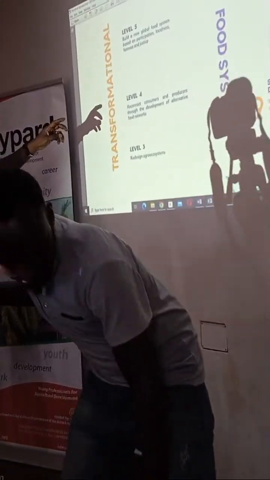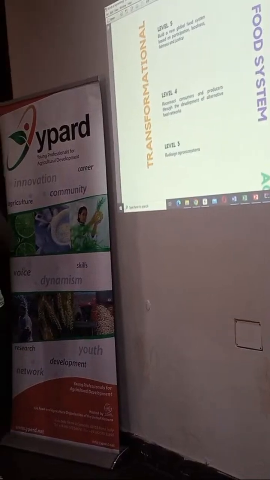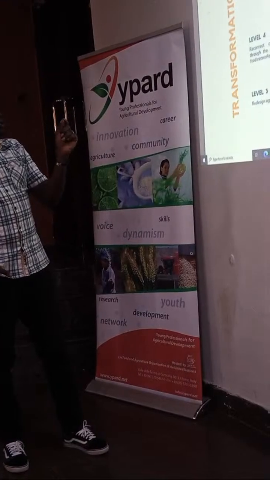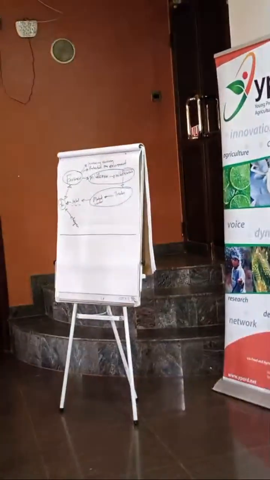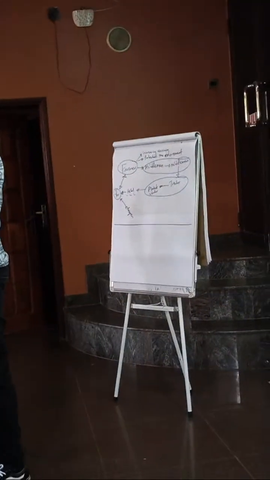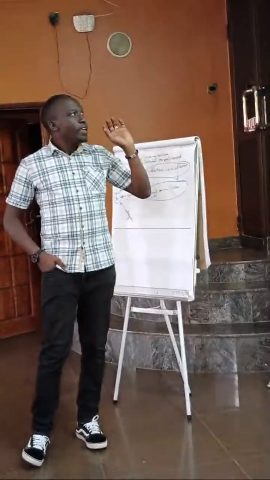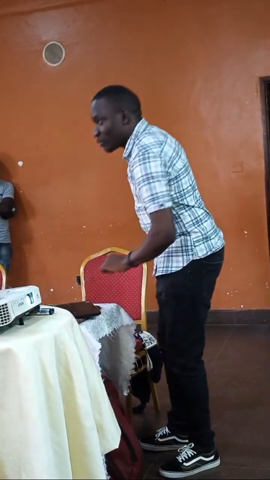level 5, which is the last one, looks at building a new global food system based on participation, localness, fairness, and justice. Participation, all of us, youth, women, everyone is participating in the food system. Localness, who can guess what localness means? Fairness, we already talked about it.